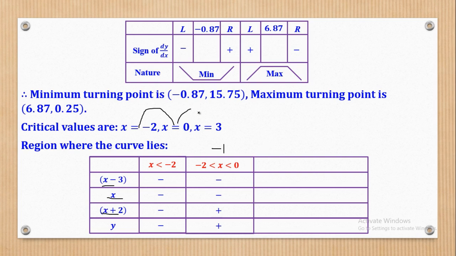The next is between 0 and 3. Get a value, let it be 1. When I put 1 here, I'll come up with a negative; here, positive; here, positive. So in the end, I'll come up with a negative. The next are values greater than that, so let's put 4. When I put 4 here, positive; here, positive; here, positive. So in the end, it will be a positive. Now this table is very vital, and you shall see how important it is.